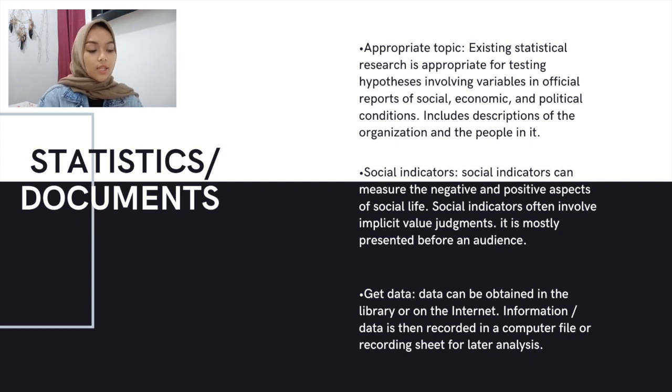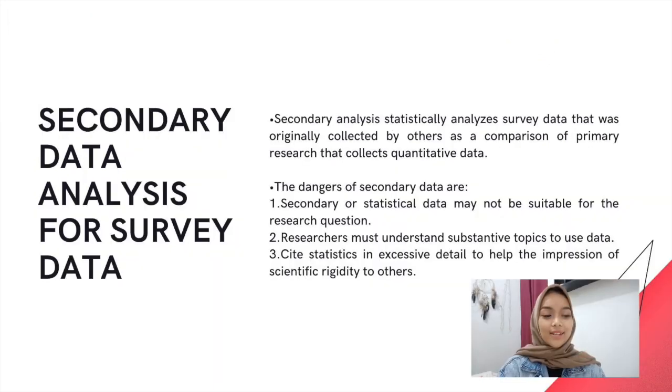Get data. Data can be obtained in the library or on the internet. Information or data is then recorded in a computer file or recording sheet for later analysis. Secondary data analysis for survey data. Secondary analysis statistically analyzes survey data that was originally collected by others, as a comparison to primary research that collects quantitative data. The dangers of secondary data are that secondary or statistical data may not be suitable for the research question. Researchers must understand substantive topics to use the data.